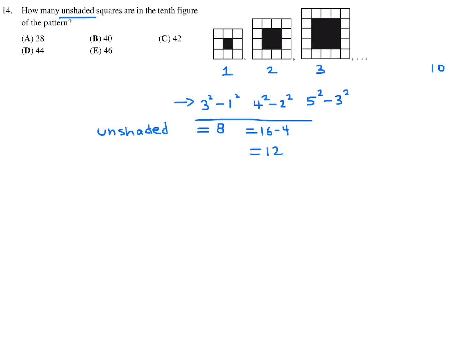So the 10th, if you follow the same one, you're subtracting, looks like the same number. So that's going to be minus 10 squared. And the total, it looks like it's always 2 more. So if it's 3, it's 5. If it's 2, it's 4, like that. So that means the total is 12 squared. And therefore, if you do the math, it's 144 minus 100. And therefore, for the 10th figure of this pattern, the number of unshaded squares is 44. So number 14, the answer is D.